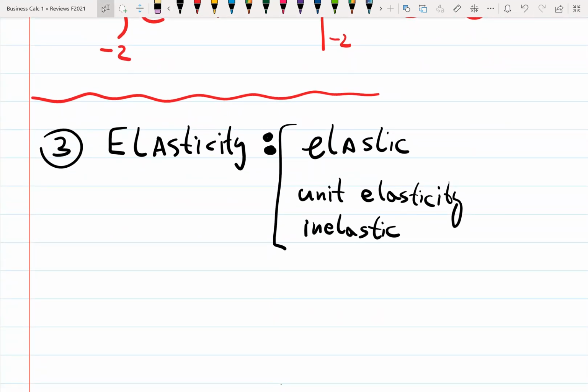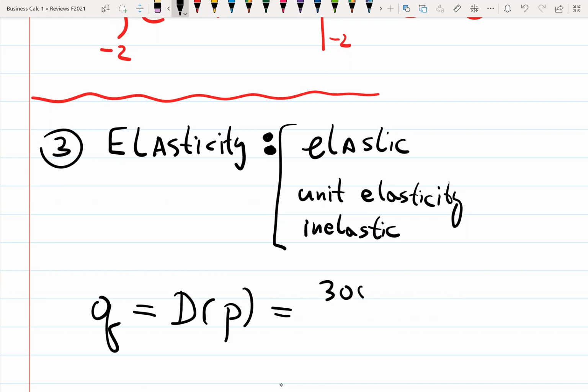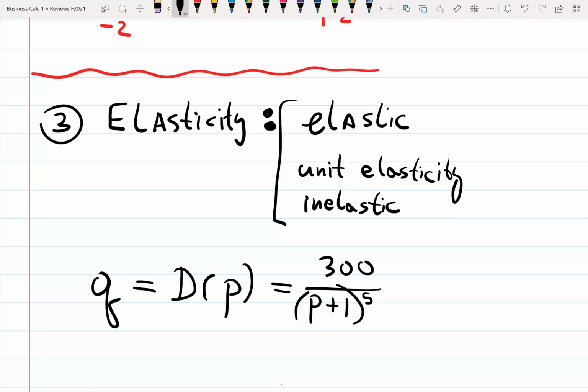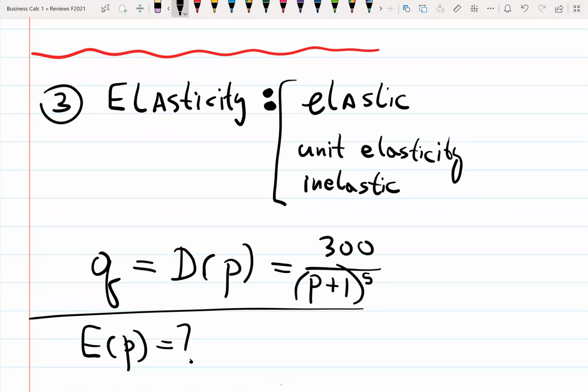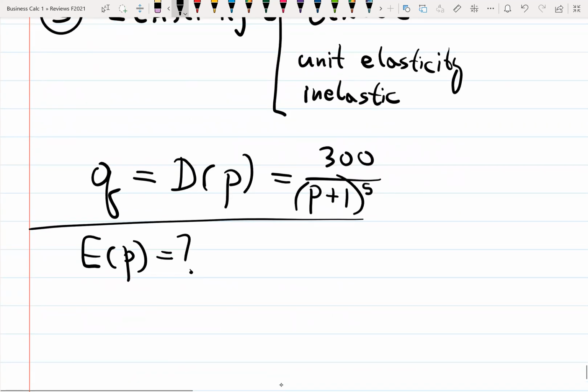So that is a very cool idea behind this. Learn how to work with the given equation. Q equals, for example, D of P equals 300 over P plus 1. And the graph looks pretty cool. I remember the graphs and stuff. So find the equation for elasticity, E of P. Find the elasticity at the given price, for example, P equals 1.